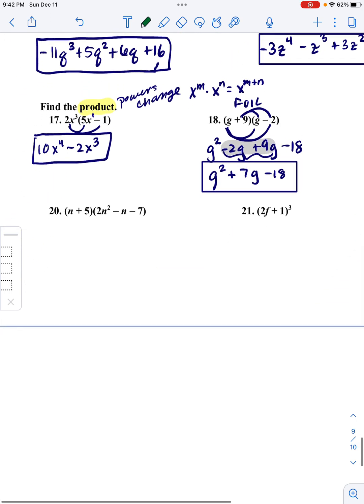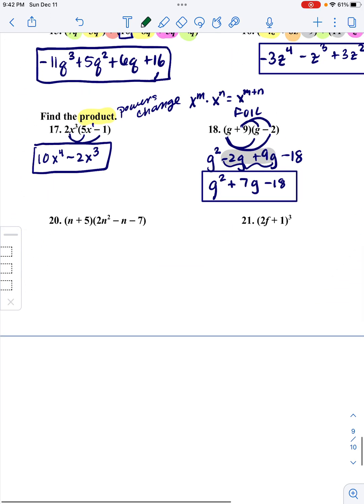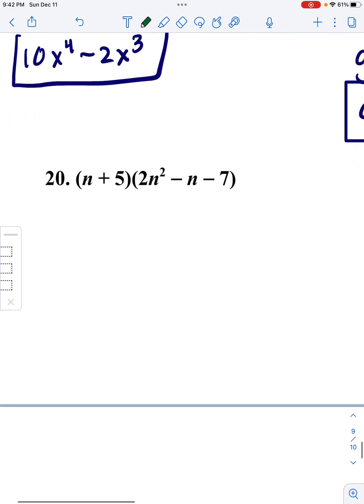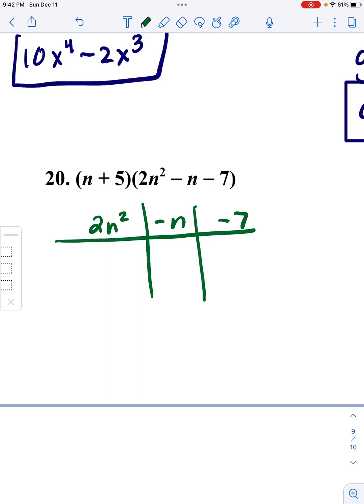This is a doozy. This is 100% on there. And we did these in class. And so I'm going to do the way that I did in class. I write the terms of the big one across the top and put each one in a column. And then on the side, I write the terms of the smaller one in rows.